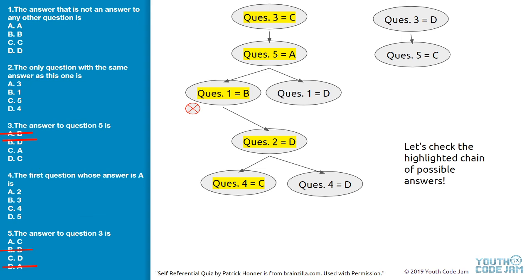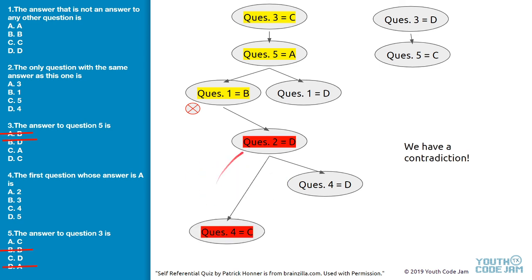Now we're going to check this chain. So again, I've already checked this part up here, so I'm going to start with question 1. The answer that is not an answer to any other question is B. So B cannot be the answer to any other questions on this chain. That looks correct to me. How about question 2? The only question with the same answer as this one is number 4, which means that number 4 should also be D. But it's not. So we have an issue here between these two parts of the tree.